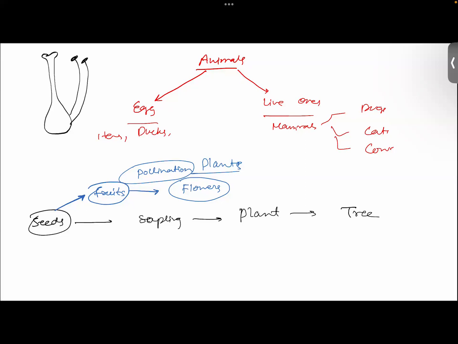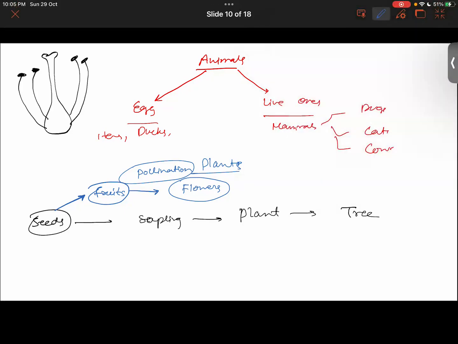The thing happening is that in the anther there would be some bead-like things. What do we call those bead-like things? We call them pollen grains. Then they would fall on the stigma, and then pollination happens.